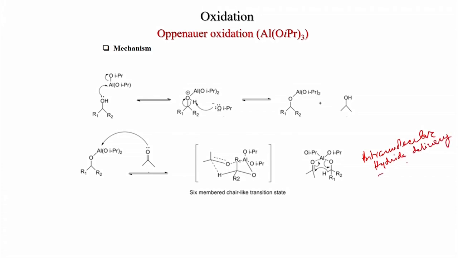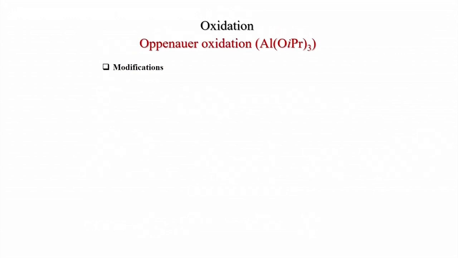So, this is special about Oppenauer oxidation. In all other oxidations we have seen that this hydrogen is going as an H plus, but in Oppenauer oxidation this is going as a hydride, and this hydride is going to the acetone. Ultimately this is oxidized to the ketone and this acetone becomes an O-alkyl aluminum intermediate, and on hydrolysis this will give isopropanol. So, acetone is becoming isopropanol and your alcohol is becoming a carbonyl compound.